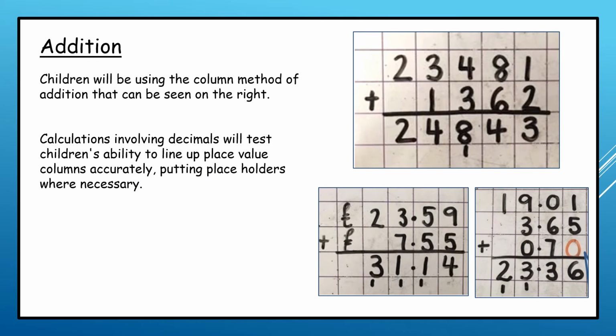In terms of addition, children will be using the column method of addition that can be seen on the right. Calculations involving decimals will test children's ability to line up place value columns accurately, putting placeholders where necessary. And you can see in the last image in the bottom right where a placeholder has been put into the calculation in red.